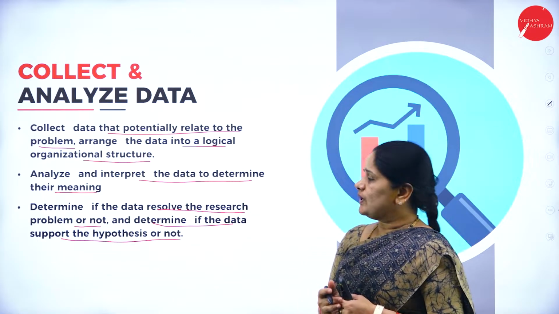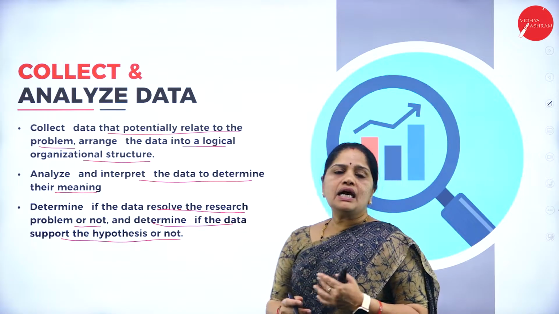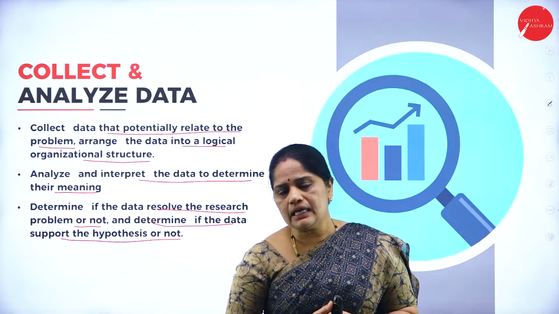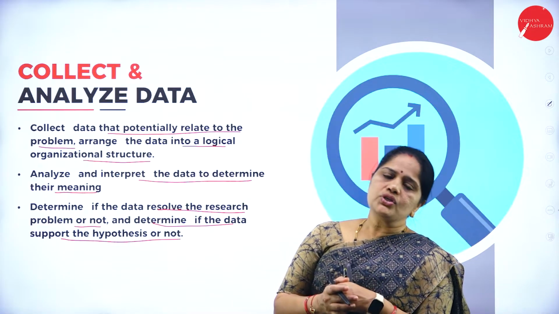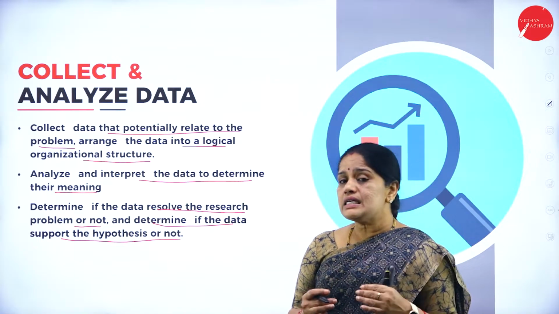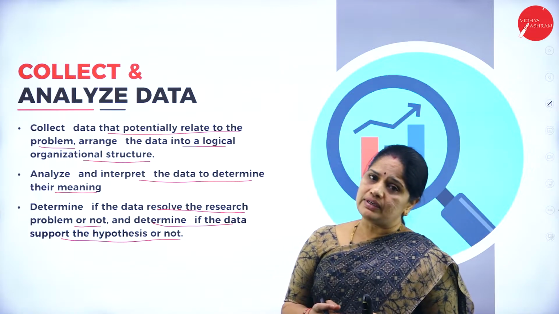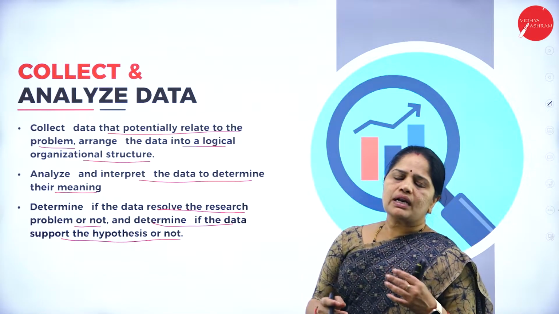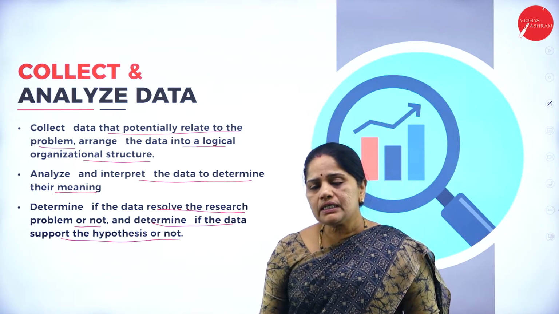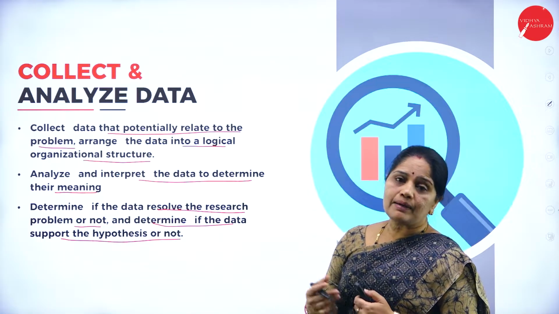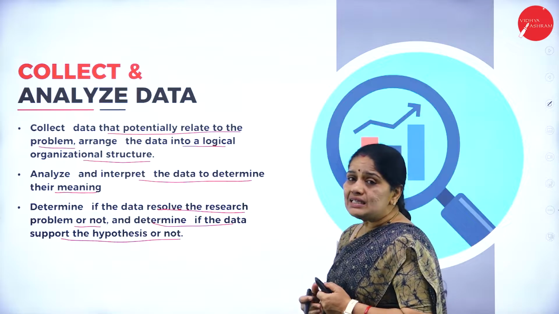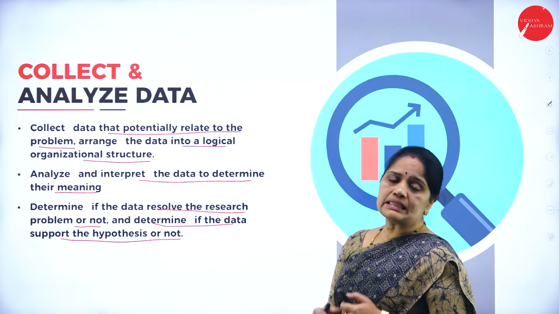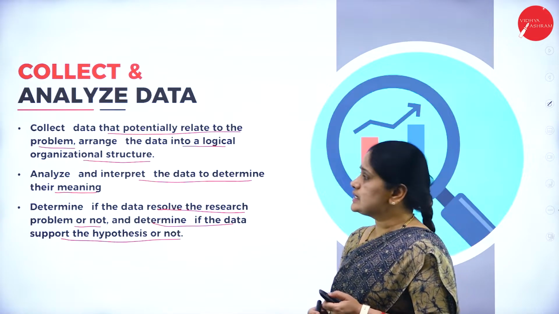The next step will be to determine if the data resolves the research problem. Once you have collected the data, you should see whether the data is relevant to the area of research. If it is not, then determine what kind of data you need, and whether the data is in support of the hypothesis or not. All this we have to do when we are collecting and analyzing the data related to research.